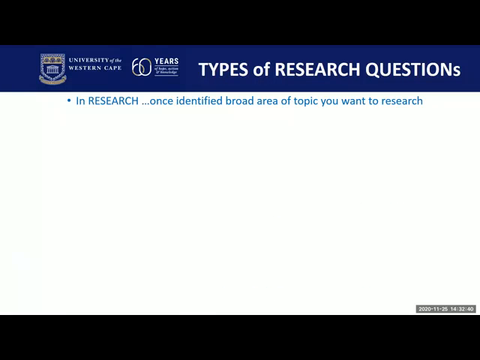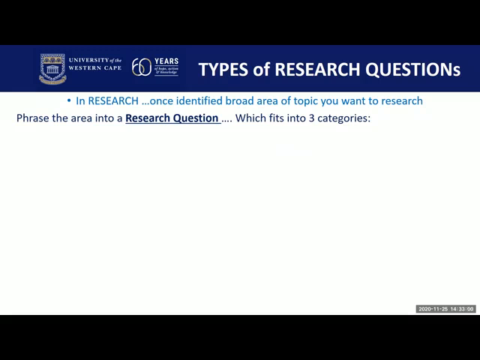Now, there are different types of research questions. We speak very loosely. I said to you at the beginning, we speak about clinical questions and we speak about research questions. And I think it probably depends on where you're based. If you're a practitioner and you're more clinical, you're going to have those clinical questions and you need to then develop them. But if you're a researcher like I am, developing research questions is what we speak about. And so in research, once you've identified a broad area of your topic you want to research, you will then phrase that area into a research question. And there are 3 different categories for that.